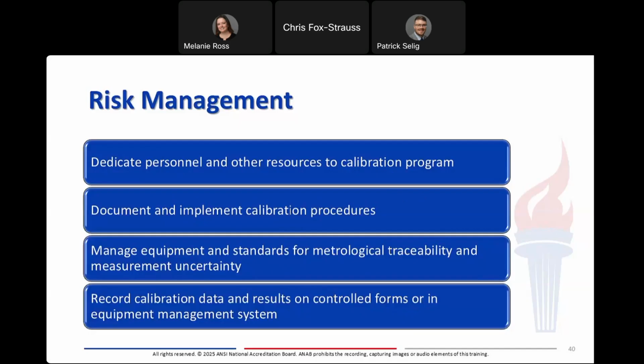There are ways to mitigate or manage these risks as well. If considering bringing calibrations in-house, you may want to consider dedicating personnel and other resources specifically to the calibration program. You'll want to document and implement the calibration procedures and review them periodically to ensure that they remain up to date. You'll want to manage equipment and standards for metrological traceability and measurement uncertainty, and record the calibration data and results on controlled forms or in equipment management systems.